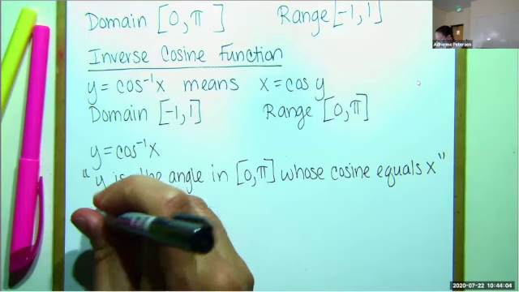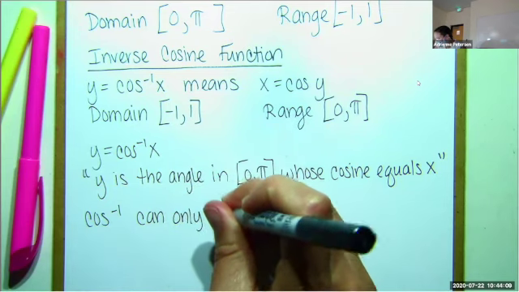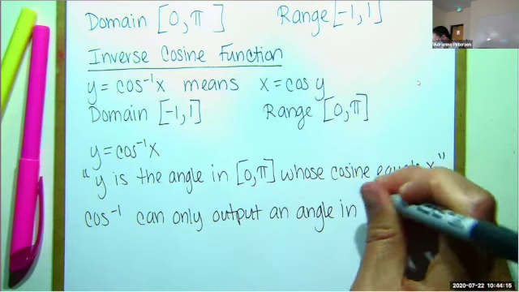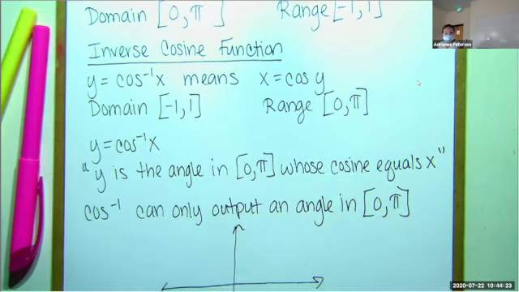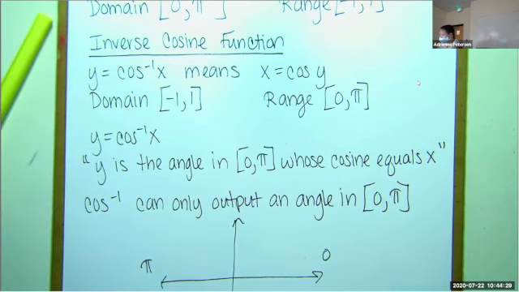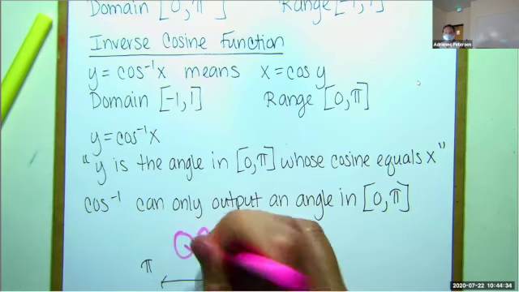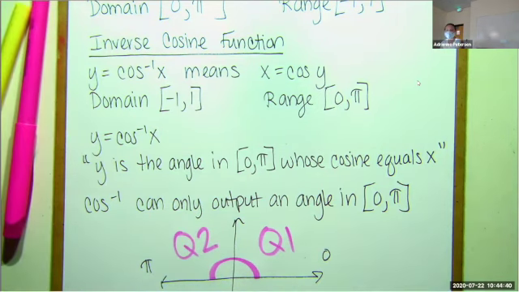All right, so the important part here is that inverse cosine can only output an angle in 0 to pi, which is different than sine. So let's take a look at a picture of this. Here's 0, here's pi. We are saying that inverse cosine has to return an angle between 0 and pi. That's quadrant 1 and quadrant 2. Okay, so this is different than inverse sine. Inverse sine returns an angle in quadrant 1 or quadrant 4. And as we're going through examples, we'll see how this plays out.